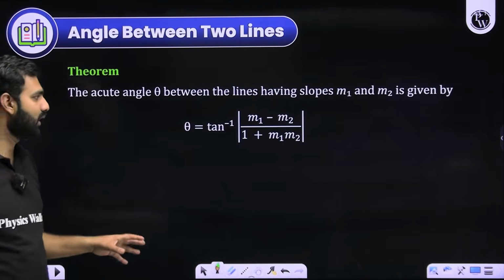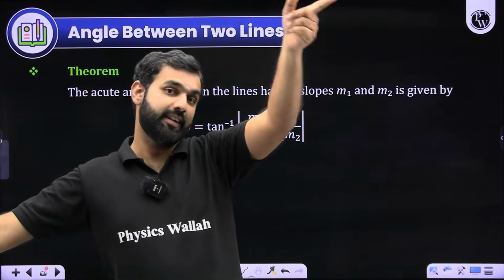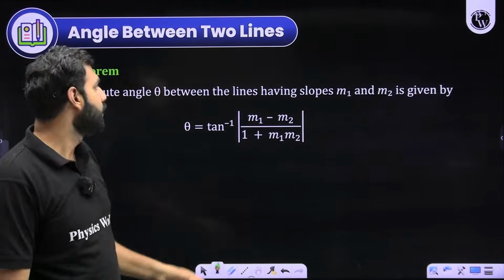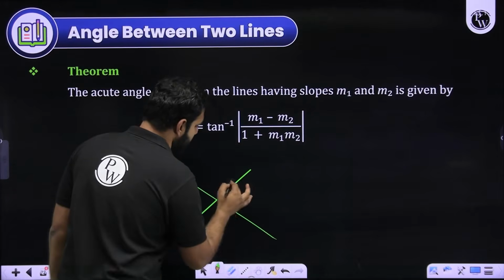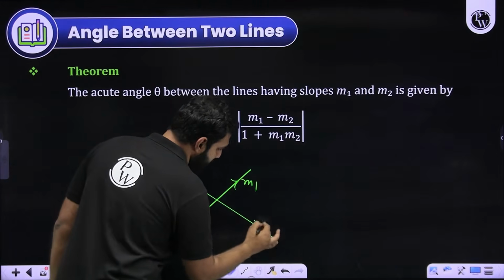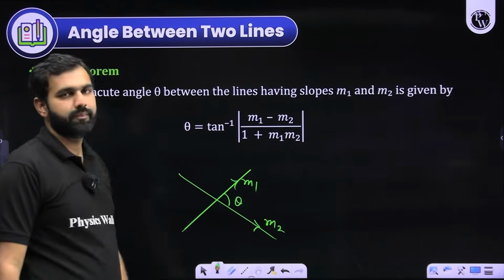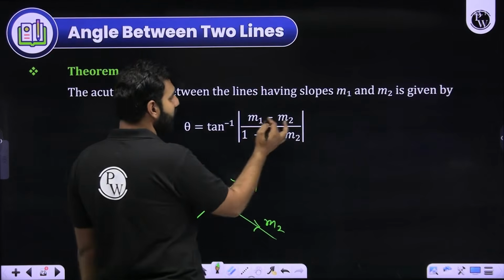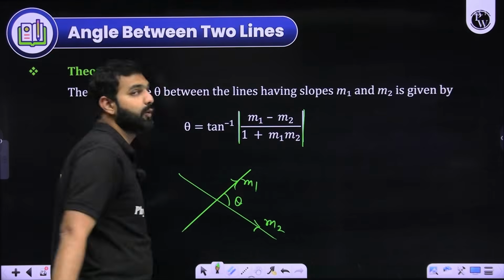This is another chunk which is proved by tan(alpha plus beta), which is tan alpha plus tan beta upon 1 minus tan alpha tan beta. That formula I'll use here to find the angle between two lines. So let's say there are two lines. This line has a slope m1, this line has a slope m2, and there is an acute angle given by these two lines. So that acute angle theta is given by the formula tan inverse of mod of (m1 minus m2) upon (1 plus m1 m2), and I need to put a mod over it because this is an acute angle.